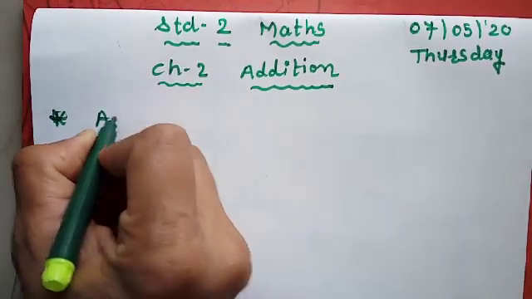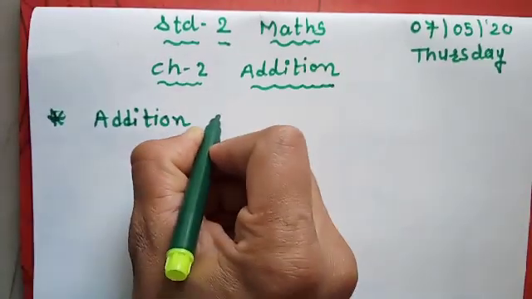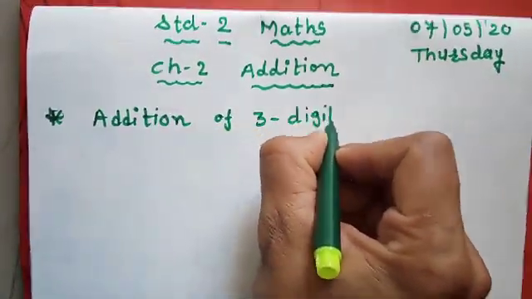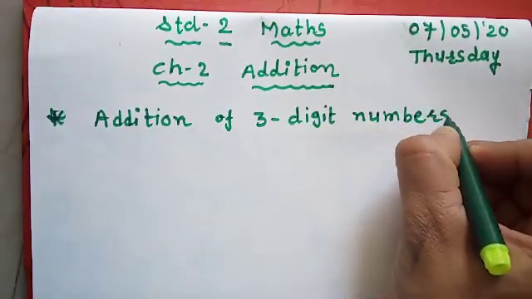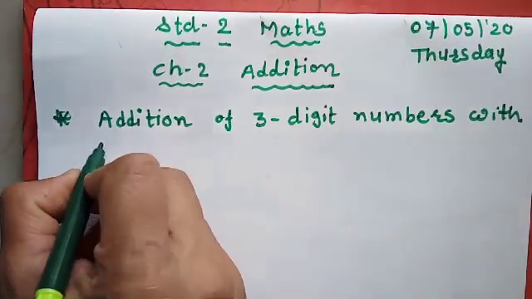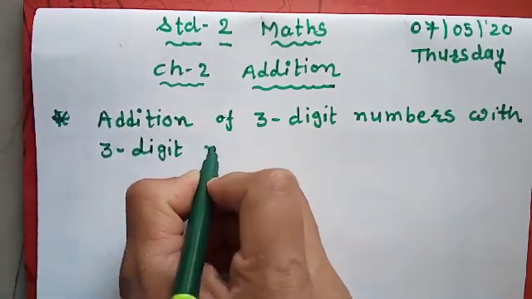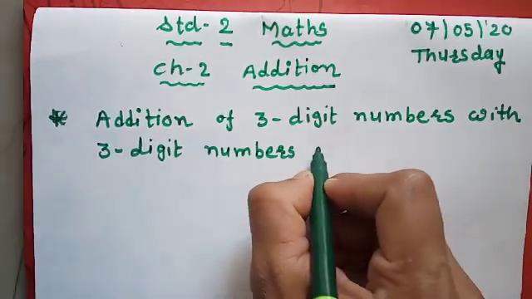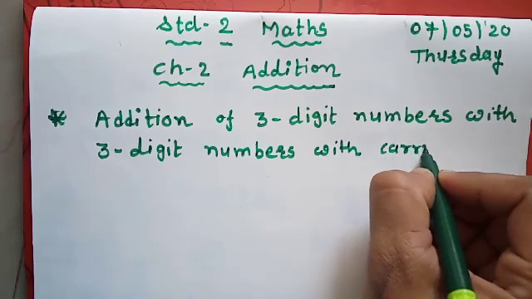So today we learn that addition of 3-digit numbers with 3-digit numbers with carry over.